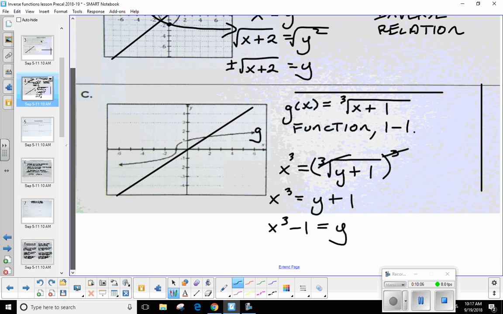Now, let me go ahead and sketch this guy real fast. And if it helps, again, maybe you could take a couple of points off the original and simply reverse it. What would the point 0, 1 become? 1, 0. Okay, what about negative 1, 0?